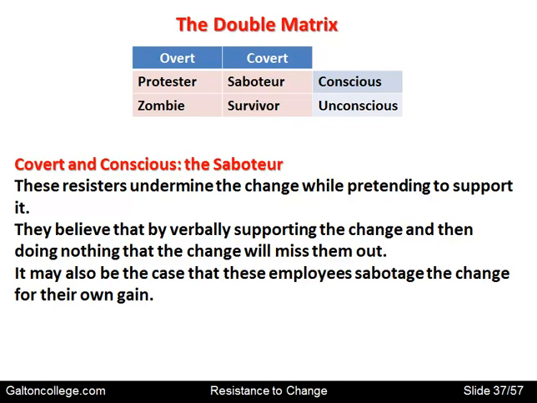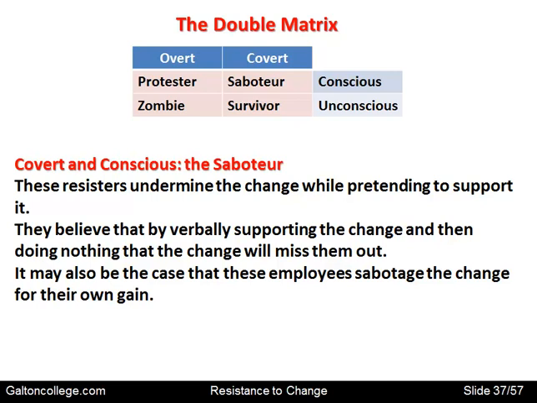It may also be the case that these employees sabotage the change for their own gain. Sometimes people look at the proposed change and think that if the change fails, then their particular part of the work might be promoted and become more important, or more valued. So they don't say they're against the change, because that would look bad, but they are consciously against it. They don't want anyone to think they're against it, but they actually are. So they're covert and conscious.